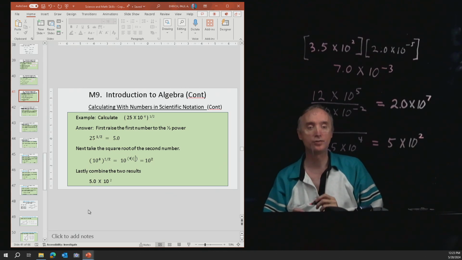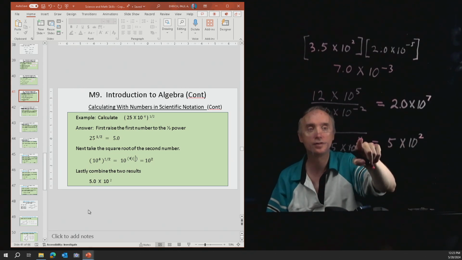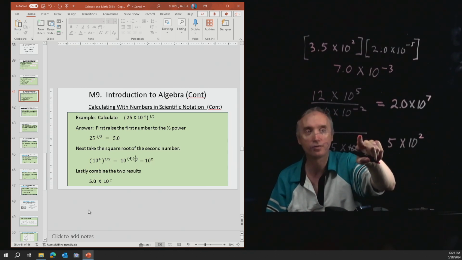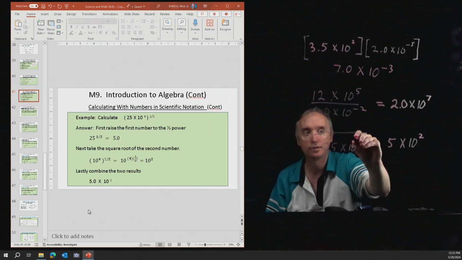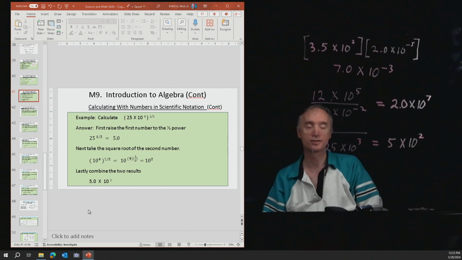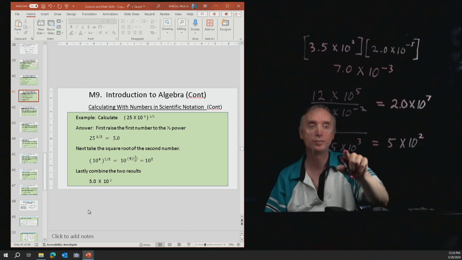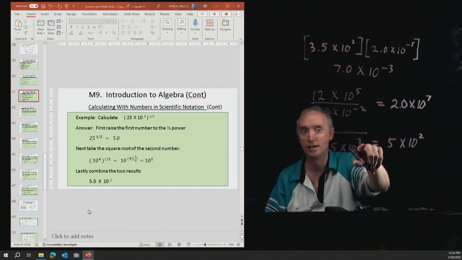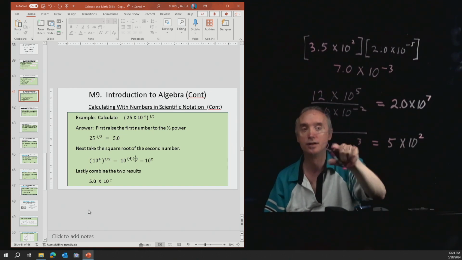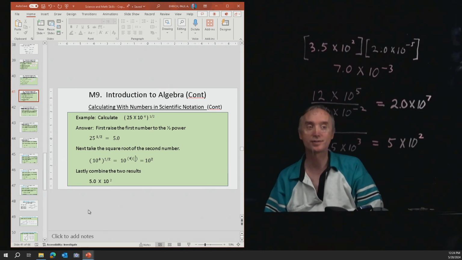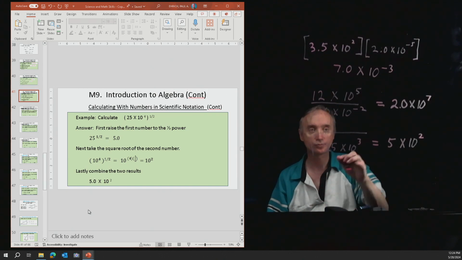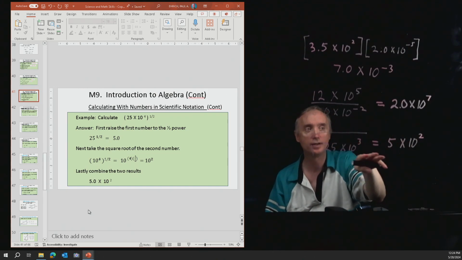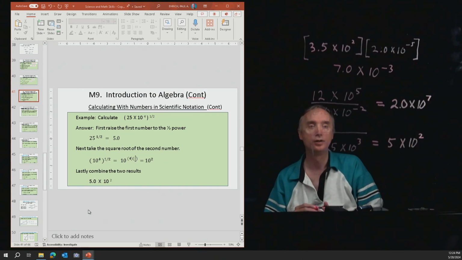Now we do run into a problem, however, if this thing had been, let's say, a 3. Then this particular technique is not going to work because you'd end up with 10 to the 1.5 power, and that's not in your typical scientific notation. But you can do it if you had to. So anyway, this then is our final result.